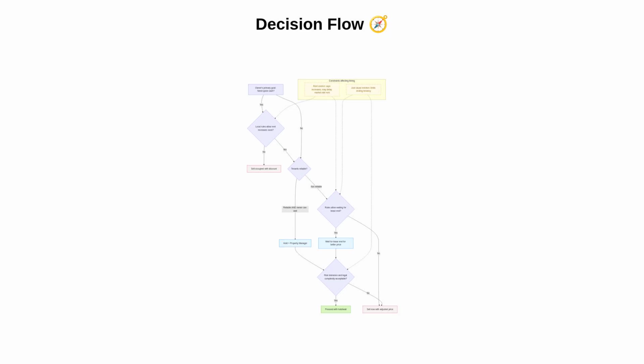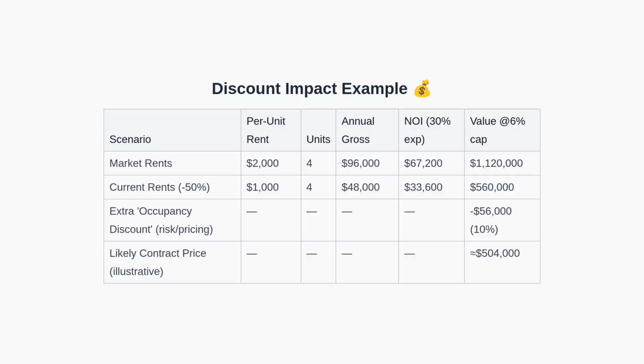Next, let's quantify the impact with a simple numbers example. This simplified example assumes a 4-unit property, where market rent is $2,000 per unit, but current rent is $1,000. Annual gross at market would be $96,000, and at current rents, $48,000. Assuming expenses at 30%, the NOI at market is $67,200, and at current rents, $33,600. At a 6% cap rate, value drops from approximately $1,120,000 to about $560,000.